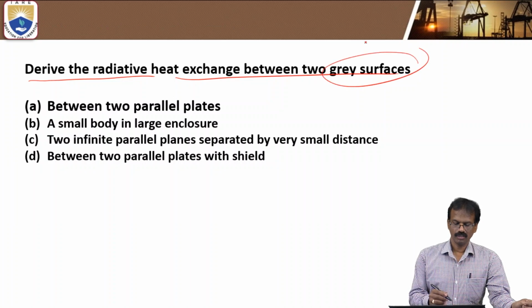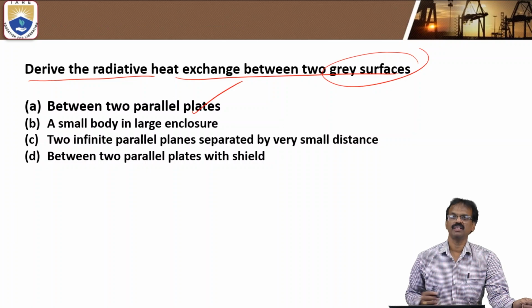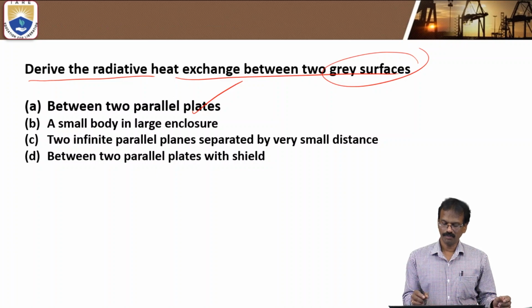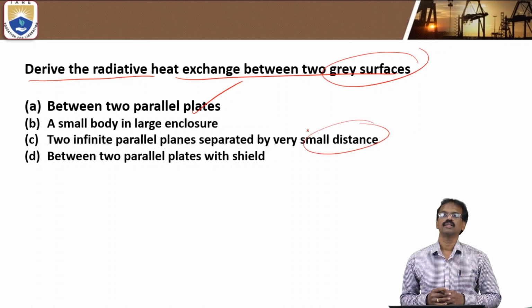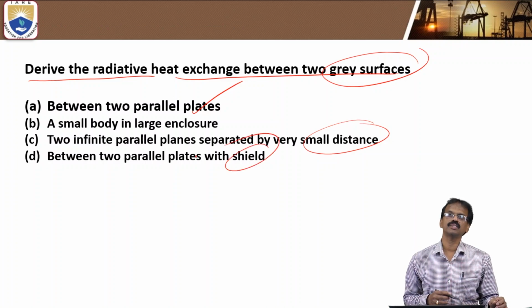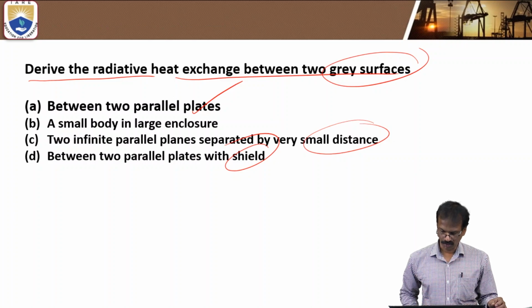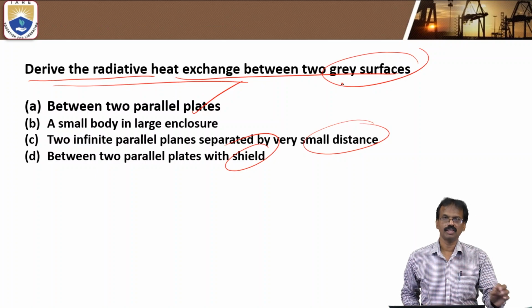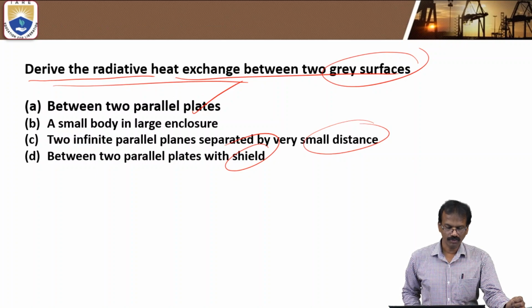Those surfaces are either two parallel plates, or a small body in a large enclosure, and next, two infinite parallel planes separated by a very small distance, next, between two parallel plates with shield. So these are the four conditions we'll see. We'll derive the formulas. Next we'll see some numericals also. This is just the derivation which is given in the question bank. Now we'll see how to derive these formulas.